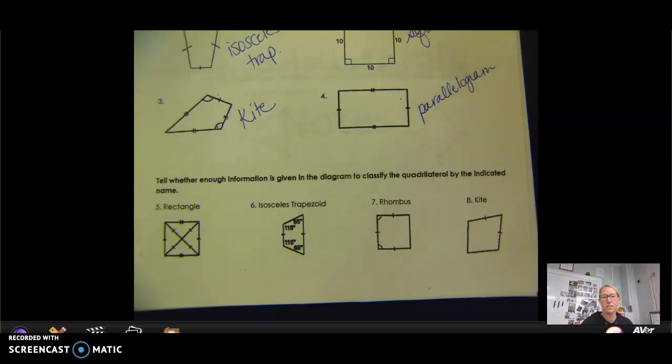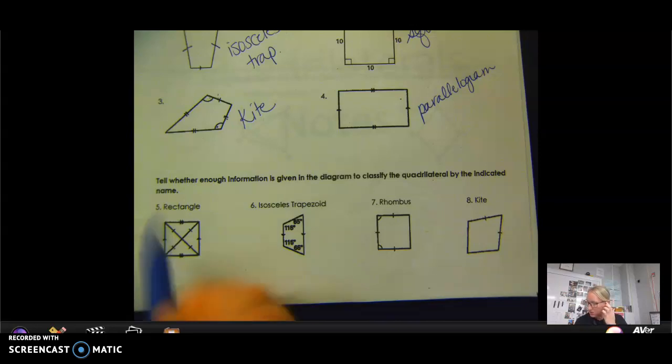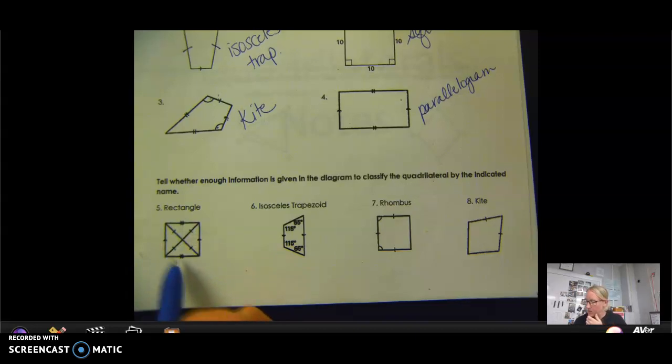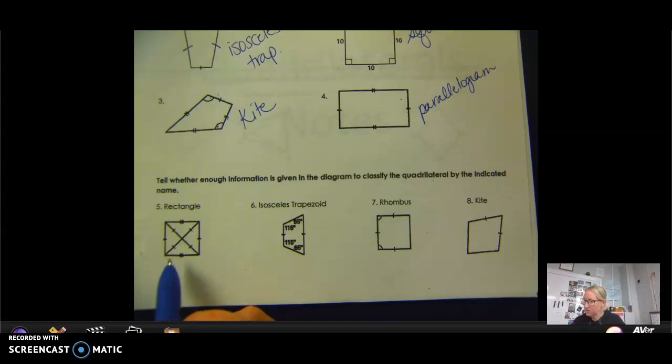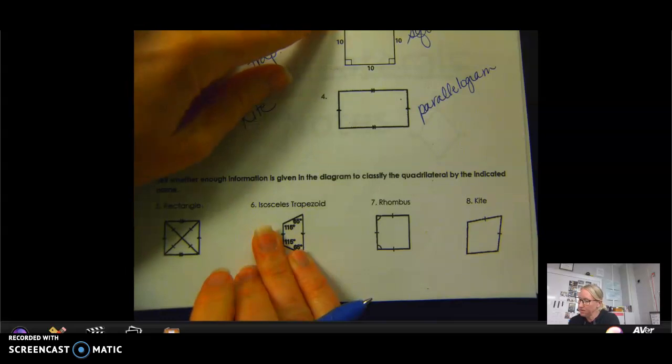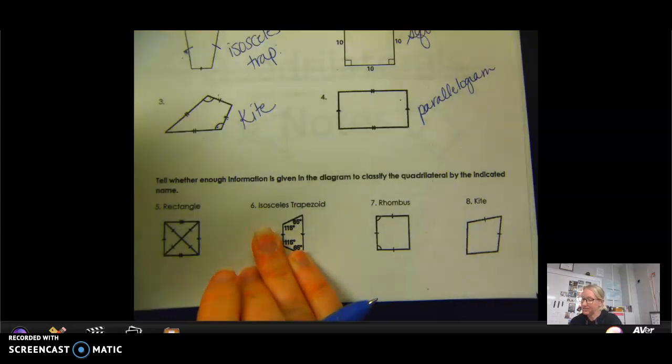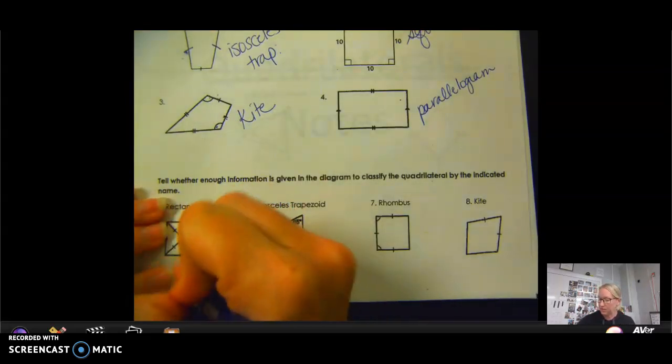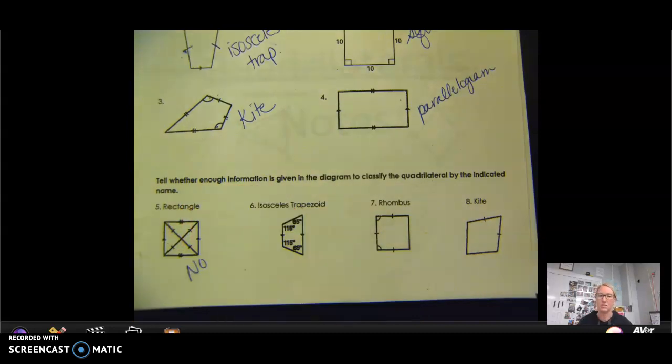Tell whether enough information is given in the diagram to classify the quadrilateral by the indicated name. So could I say that this is a rectangle? So we know opposite sides are parallel, and we know those opposite sides are parallel. We also know that the diagonals bisect each other. Well, they only bisect each other. If I go back up here, diagonals bisect each other. So they bisect each other on all those. So no, I don't have enough information. I could say that this is a parallelogram.